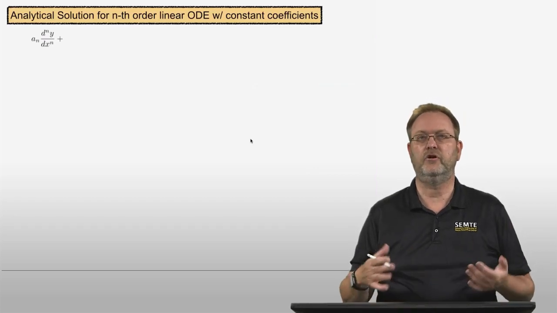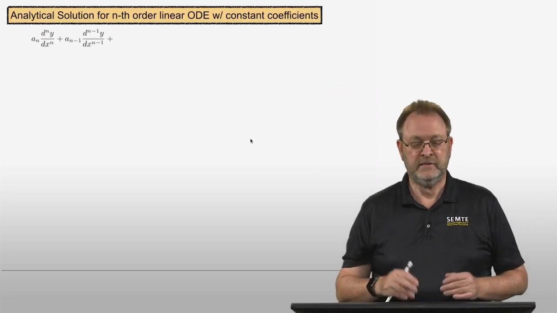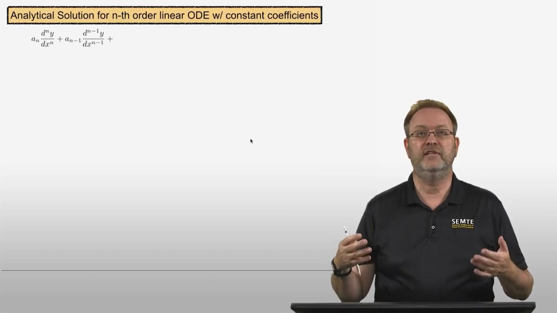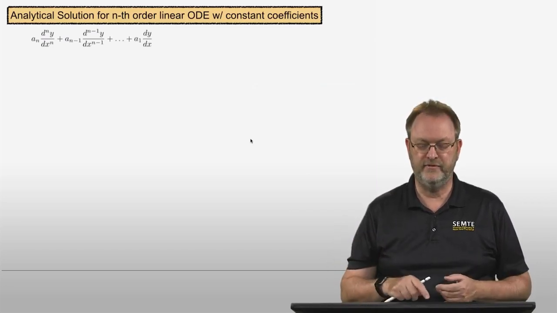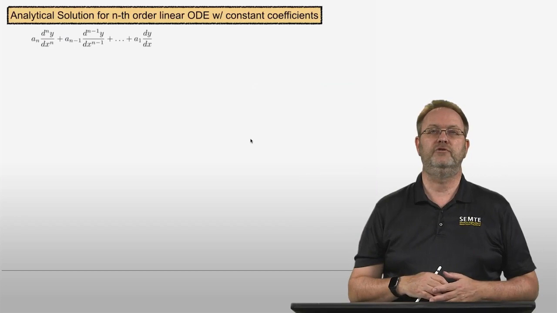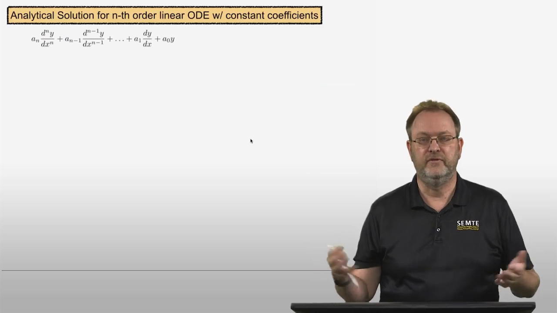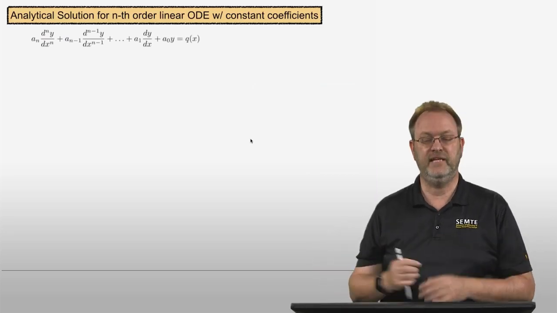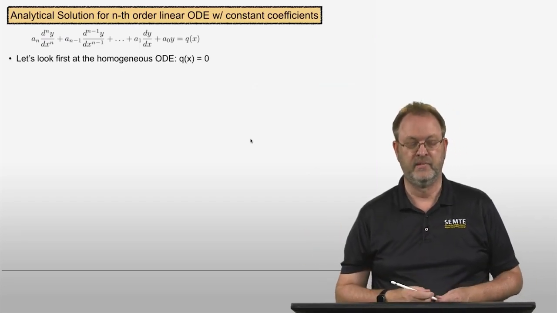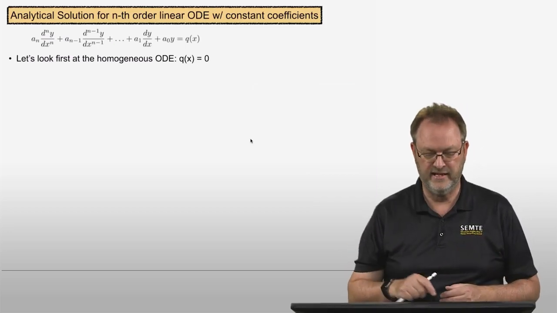So here that constant is just called a sub n, that multiplies the nth derivative of y with respect to x. And since the highest derivative is the nth derivative, we can have, of course, the n minus first derivative, the n minus second derivative, each one of them multiplied by its own constant coefficient, all the way down to a1 times the first derivative, plus a0 times the 0th derivative, so no derivative. That then is equal to, because this can be non-homogeneous, a q of x. But let's look first at the homogeneous case, where q of x is equal to 0.